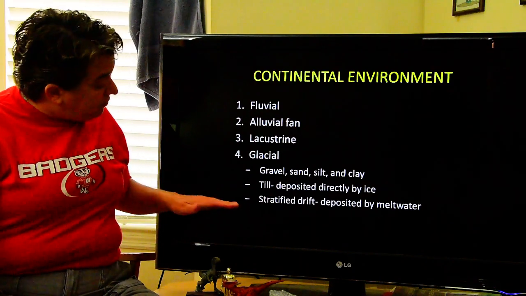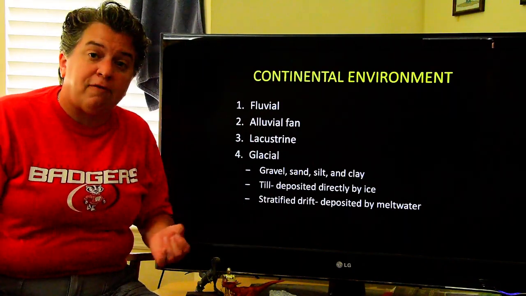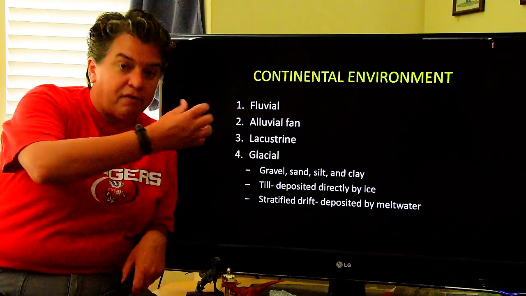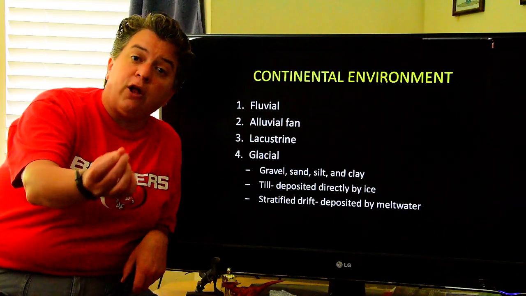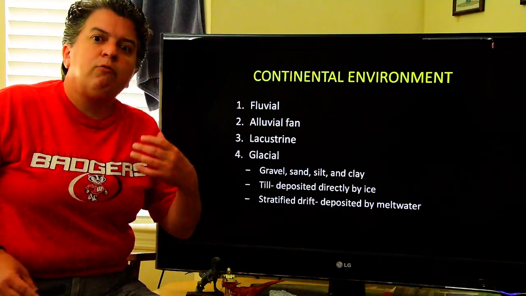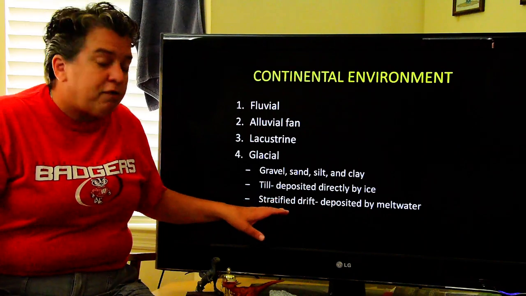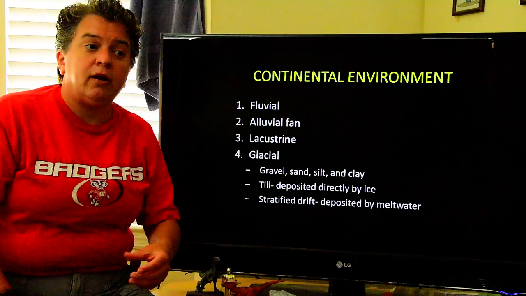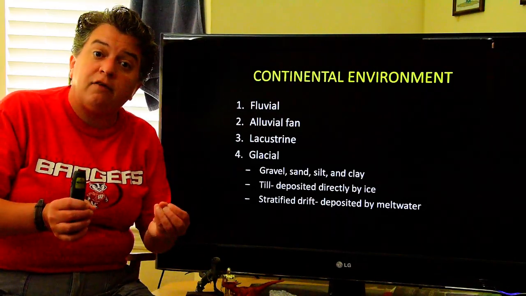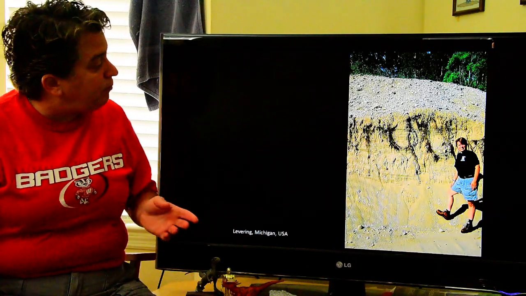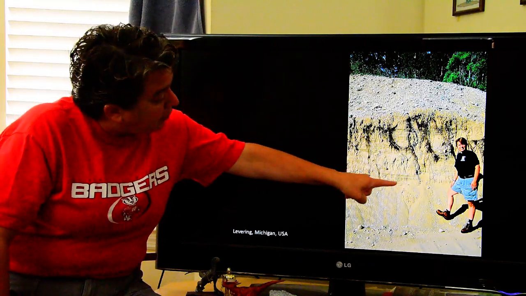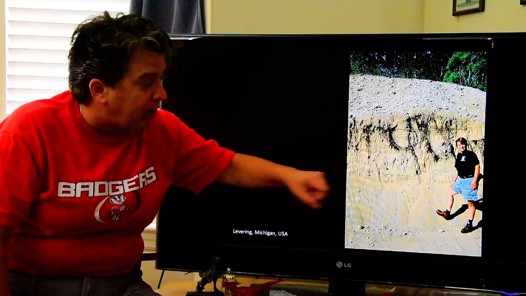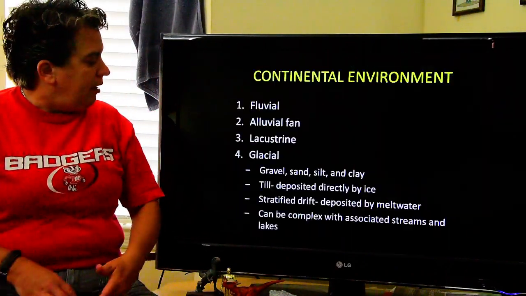But glacial sediments can also be made from stratified drift. Well, ice is frozen water. As that ice melts, you're going to get a whole lot of water flowing in the area. And that meltwater can create stratified drift. And the stratified drift is going to be sorted. It's going to have certain sizes of sediment in it, and it's going to be stratified. It's going to have layers in it, like what we see right here. This was created by meltwater from a glacier.